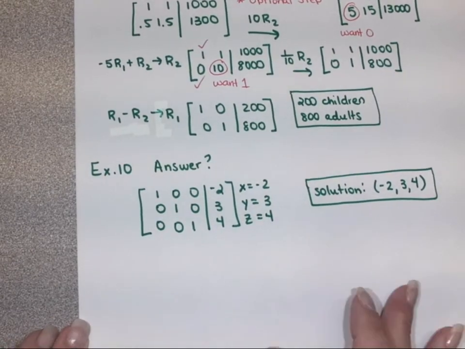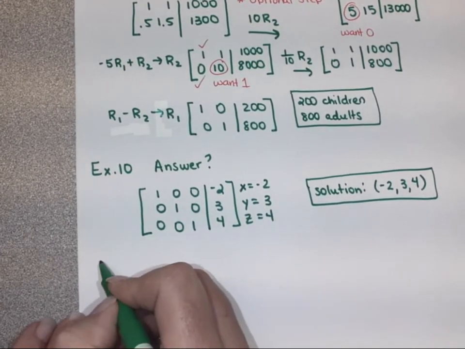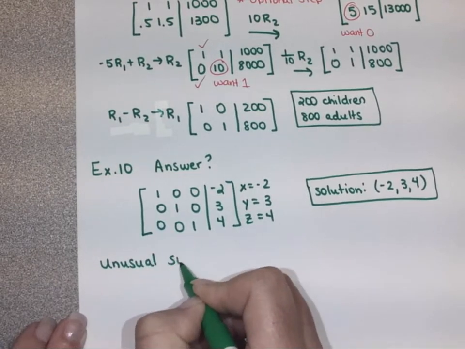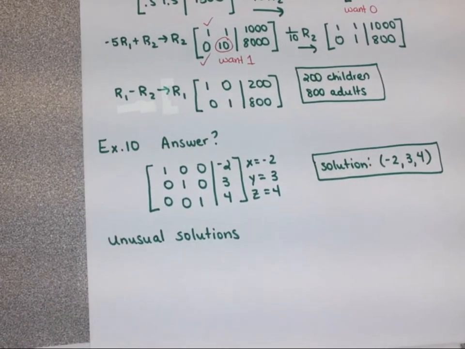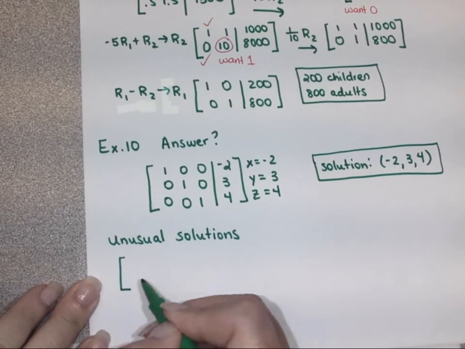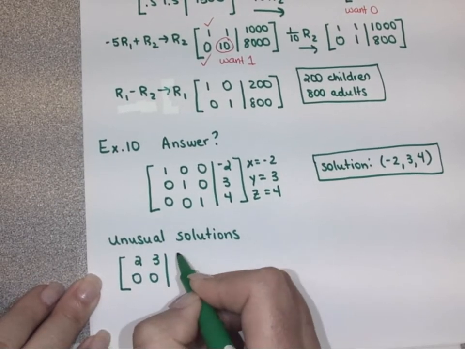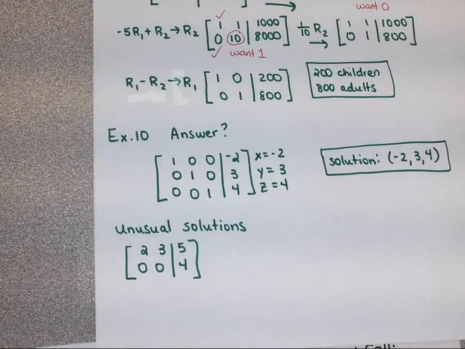Okay, so before we transition to 3 variable systems, just to make sure that we know how to read something when it's already been reduced, I want to talk about unusual solutions. Okay, kind of special cases. So the first special case is you're doing your method for matrices and you're pretty sure you're doing it right. But you end up with the last row looking like 0, 0, 4.